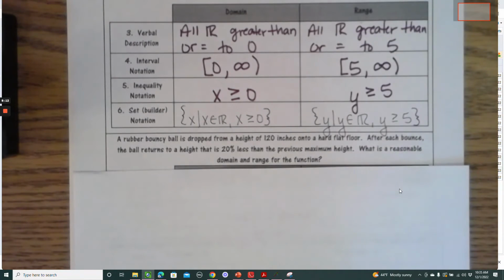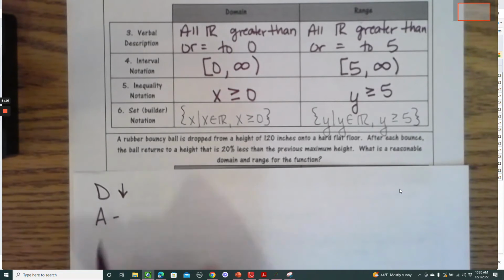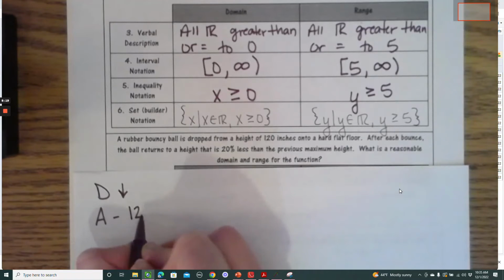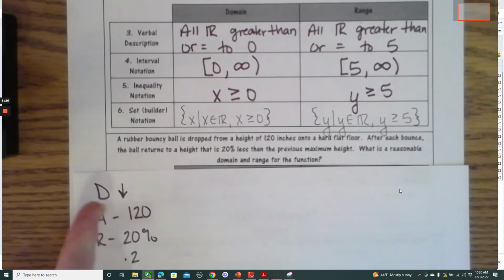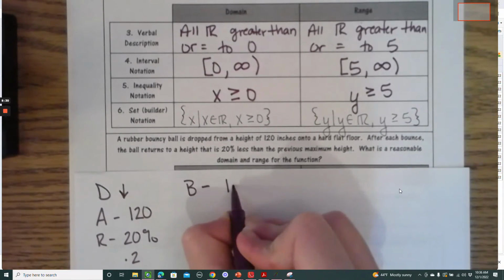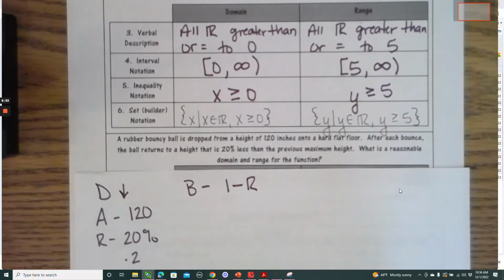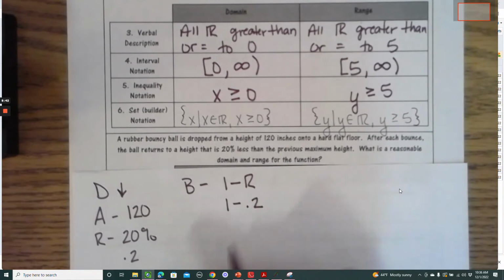Growth or decay? Decay, so we're going down. What's my a value? 120. What's my rate? 20%. So as a decimal, 0.2. Decay, to get your b value, is 1 minus r. 1 plus r for growth. 1 minus r. So it's going to be 0.8.